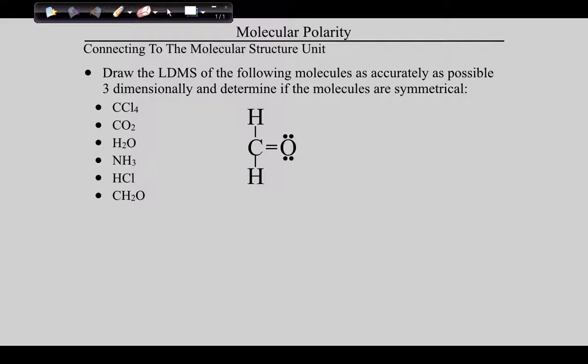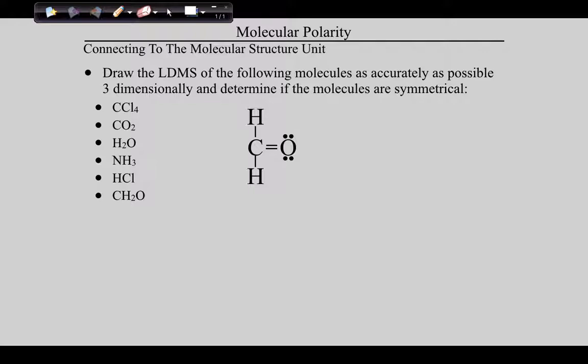So that would make it trigonal planar. How many are bonding? All 3. So the molecular geometry is trigonal planar. But guys, what could we do to make this one look better? And the answer is we can do something.